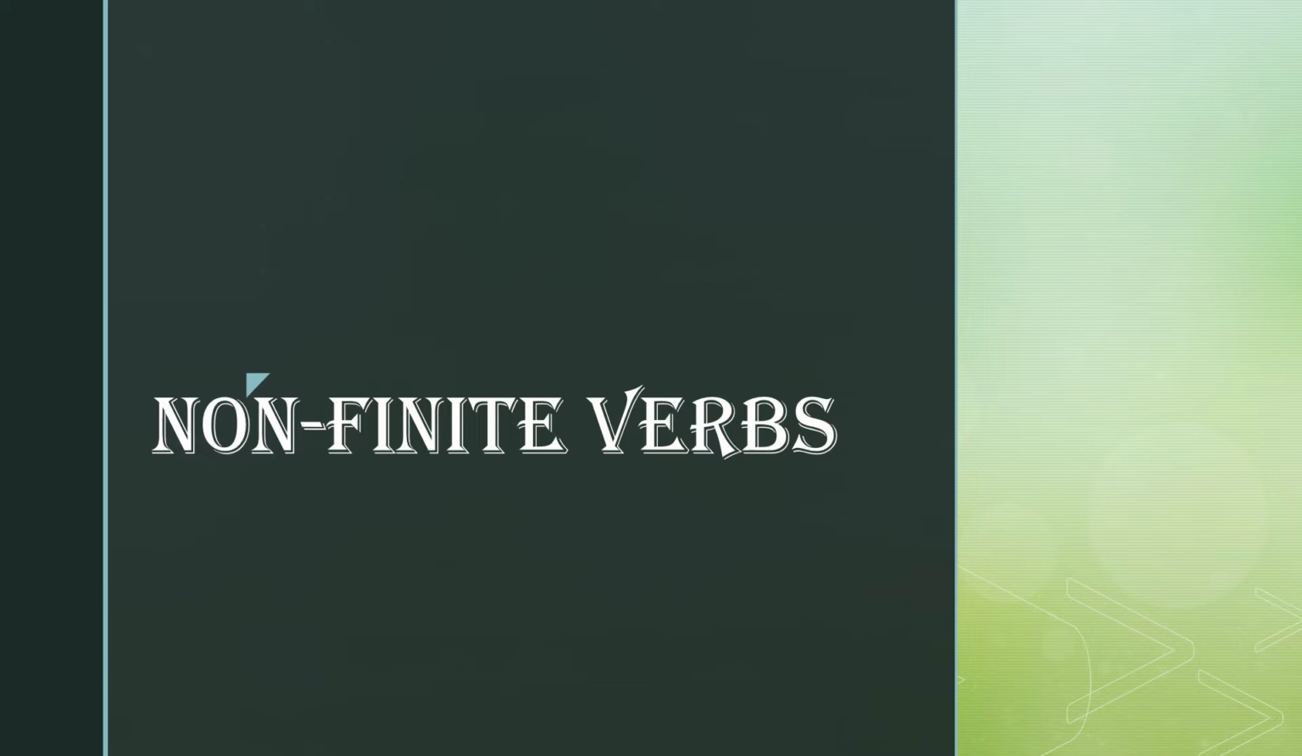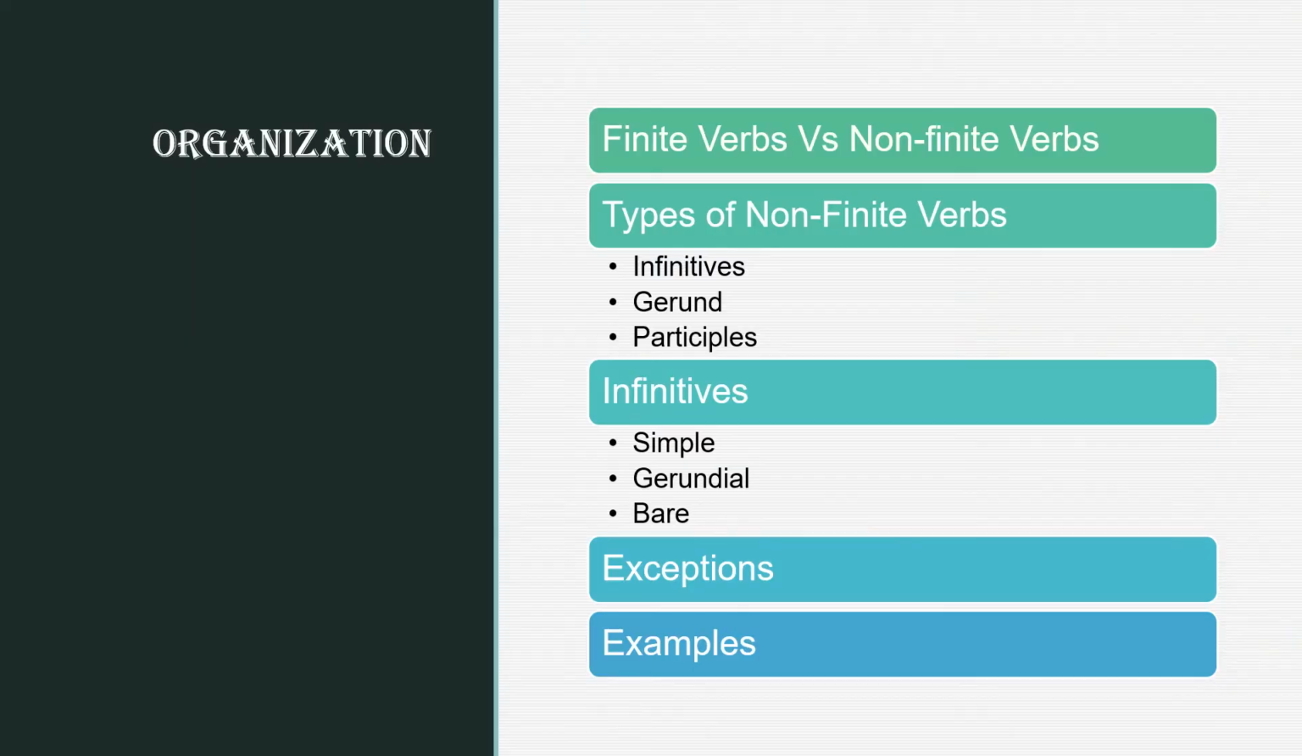verbs. Let's begin. The flow of this video will be, first we'll be discussing the differences between finite verbs and non-finite verbs. Next, we'll move on to discussing the types of non-finite verbs, which are infinitives, gerunds, and participles. And then we'll start with infinitives, the types of infinitives, that is simple, gerundial, and bare. Also, we'll be discussing the exceptions, followed by examples.